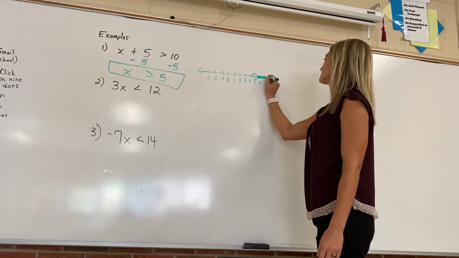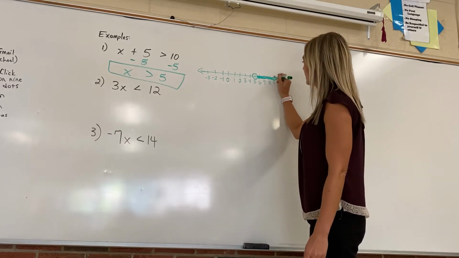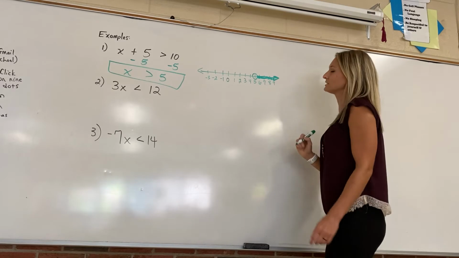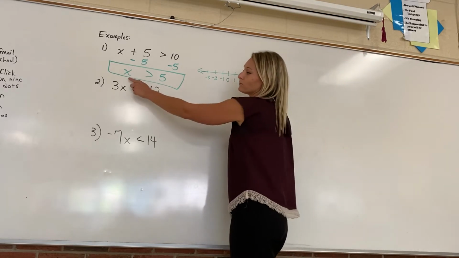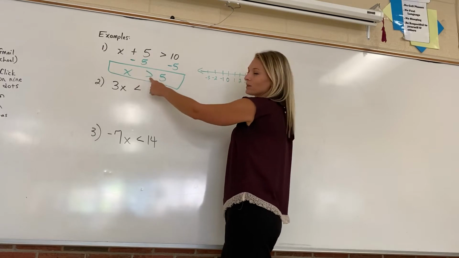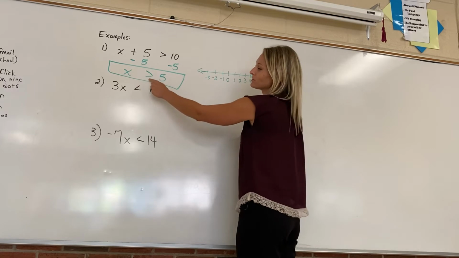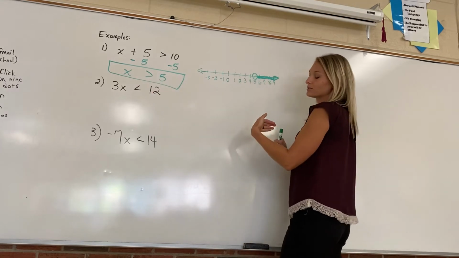Now, sometimes this can get confusing. And so if you do end up getting confused, the trick to this is to make sure that your variable is on the left-hand side, and then you can think of the symbol like an arrow, and it'll point in the direction you're supposed to shade. So notice this kind of looks like it's pointing to the right.